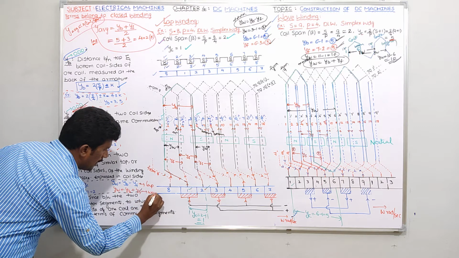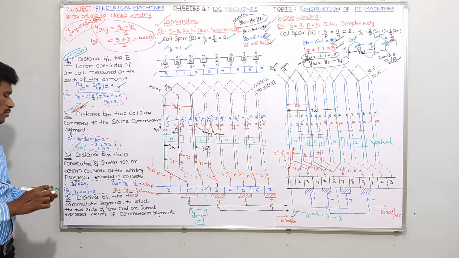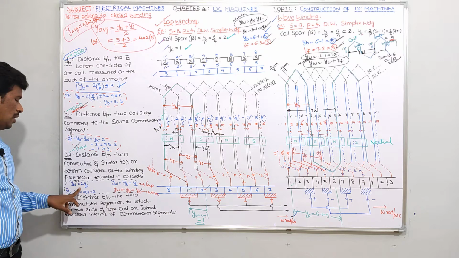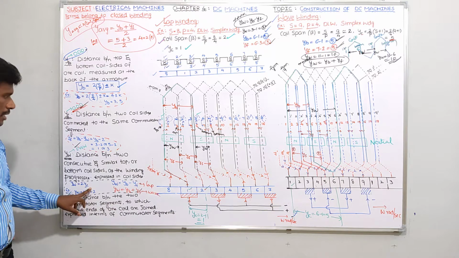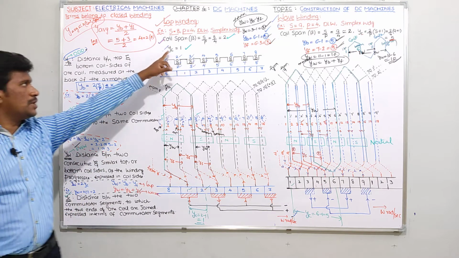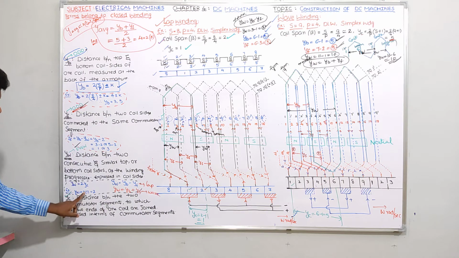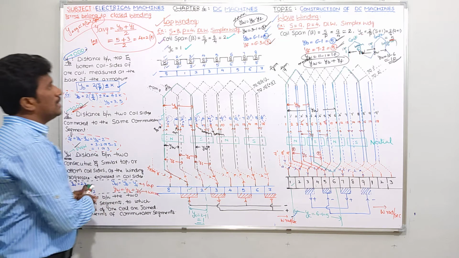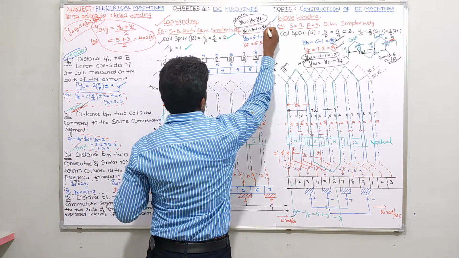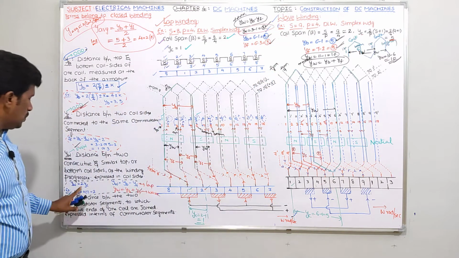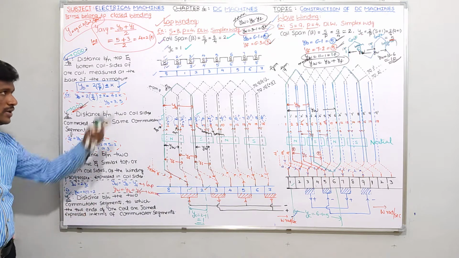That is okay. I'm just giving one more formula. YW will be 2 times of commutator pitch. If you want, you can check here. See, in lap winding, what is the value of commutator pitch here? 1. So 2 times of 1, yes, 2 only. What is the winding pitch we are getting in lap winding? 2, no. This 2 is equal to 2 times of YC, 2 times of 1, 2 only we are getting.